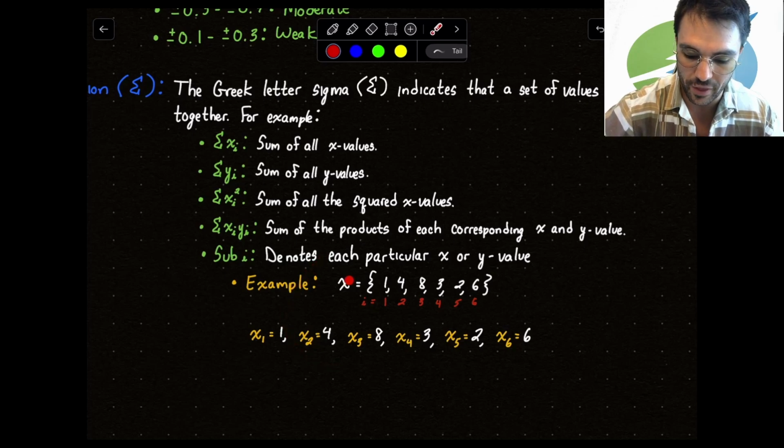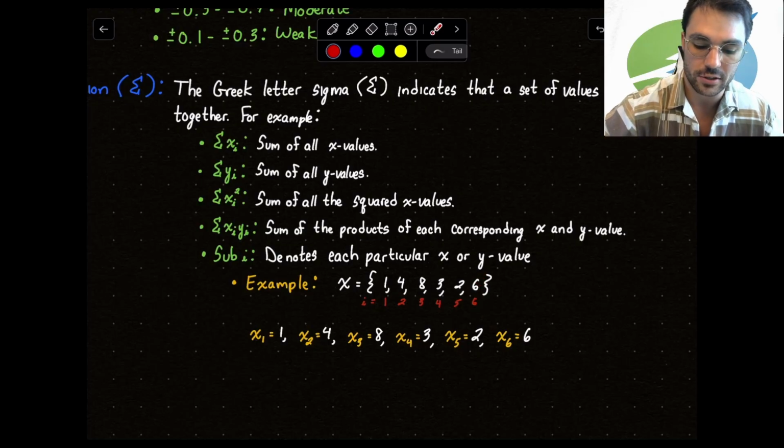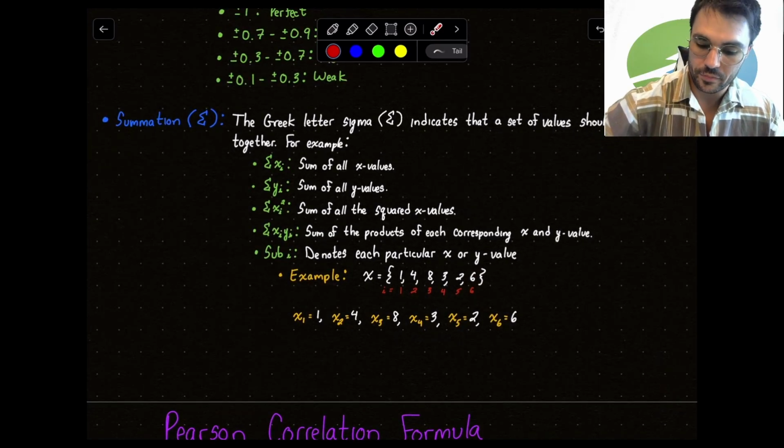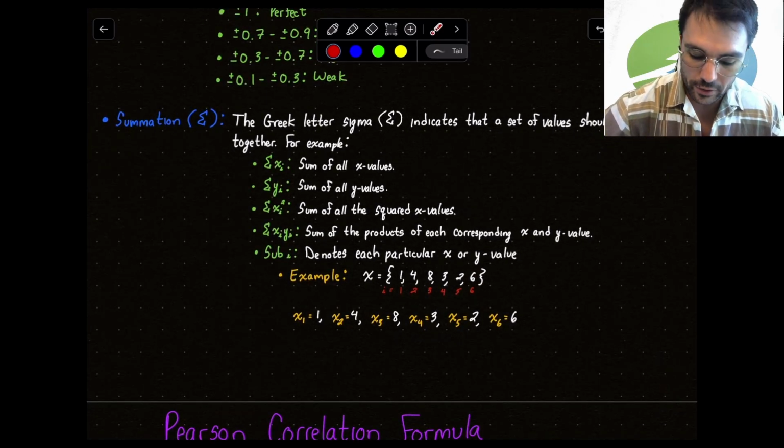So just to give a quick example of that, if we have a data set that looks like this, you could see in red, I put each value corresponds to the i value. So the first one is i equals 1. The second value 4 is i equals 2. Third value 8, i equals 3. Fourth value 3, i equals 4. Fifth value 2, i equals 5. And sixth value 6, i equals 6. Okay. All right. Now that we got the vocab out of the way, let's dive in.